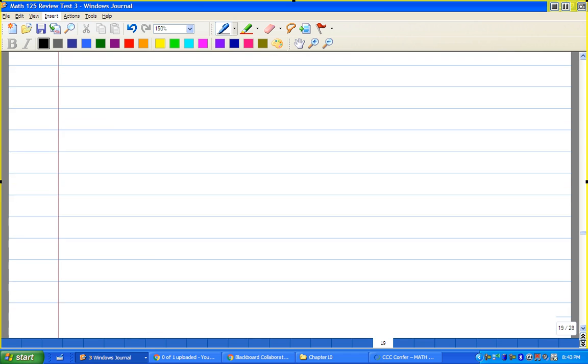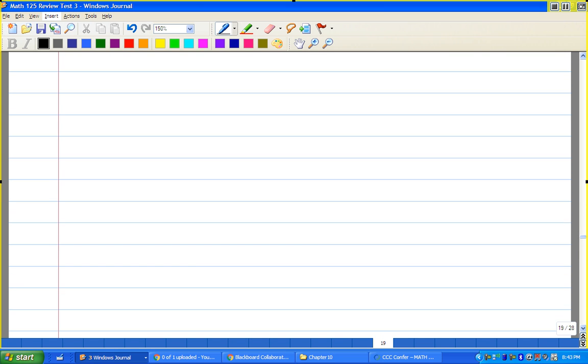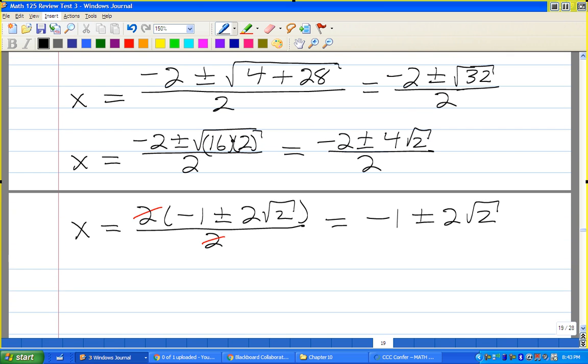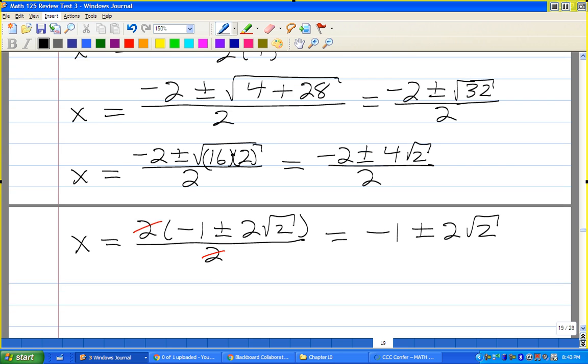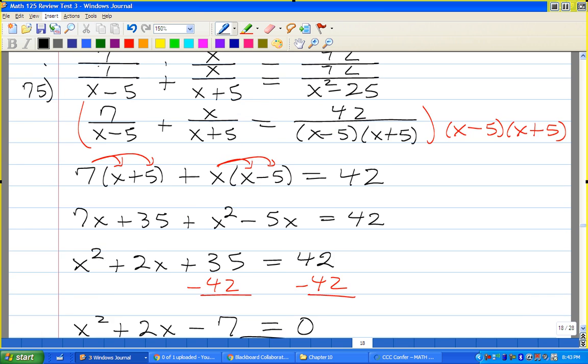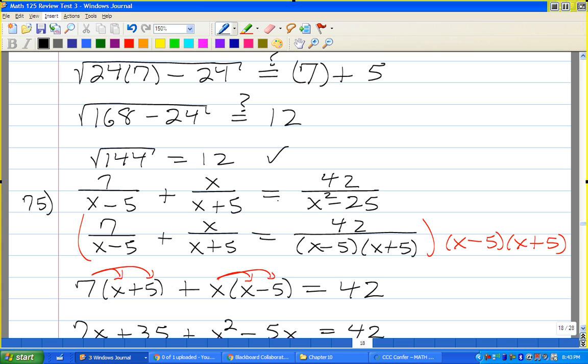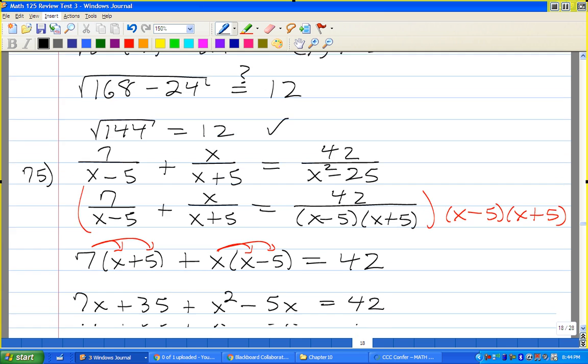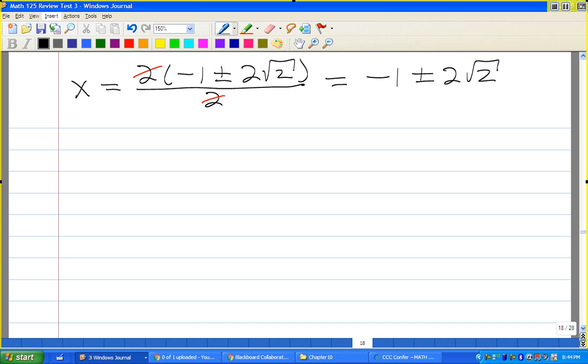Notice that I'm not dividing, actually I can scroll up here. If x is -1 either plus 2 rad 2 or minus 2 rad 2, I'm not dividing by 5 or -5. And so it's a solution. And so both -1 plus or minus 2 rad 2 are solutions to my equation.